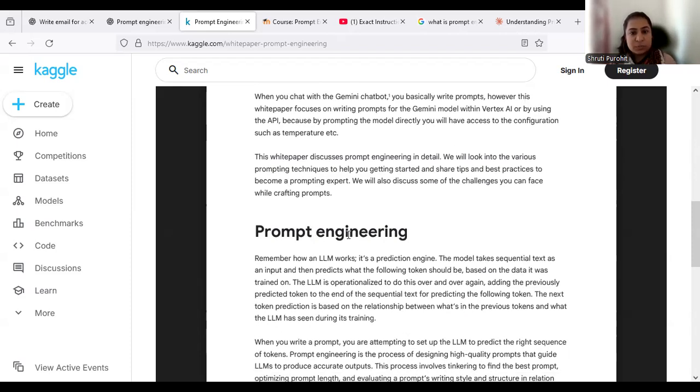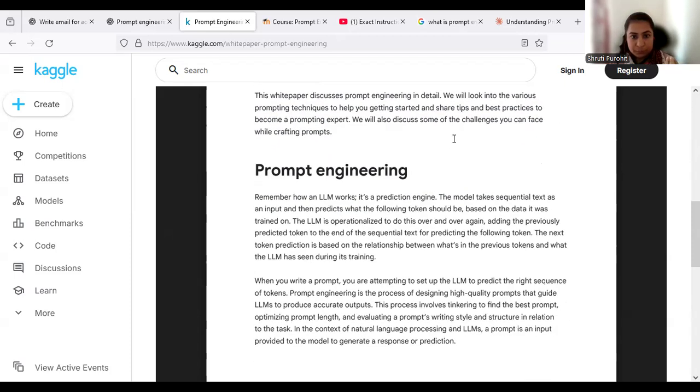When you chat with the Gemini chatbot, you basically write the prompt. However, this white paper focuses on writing prompts for the Gemini model. This is a Google-related paper, so it takes the reference of the Gemini model within Vertex AI or by using the API, because by prompting the model directly, you will have access to configurations such as temperature and so on. This is one configuration we have to set when configuring a particular LLM model.